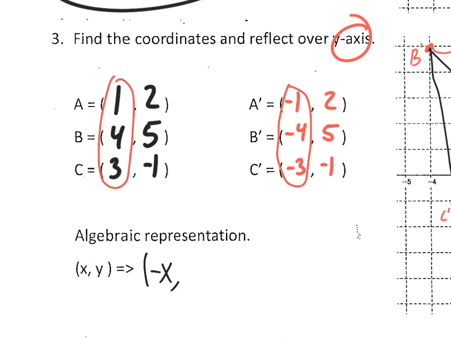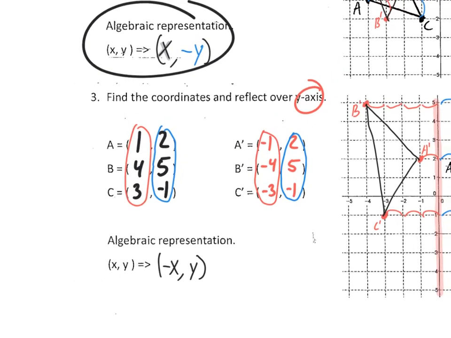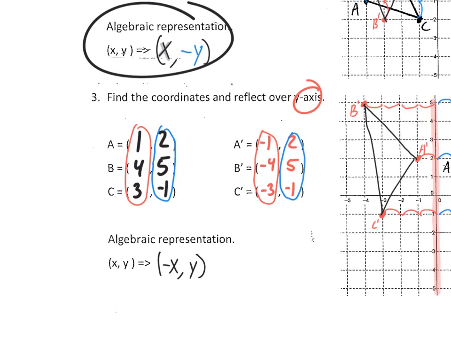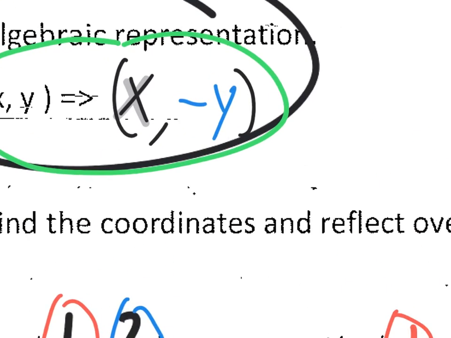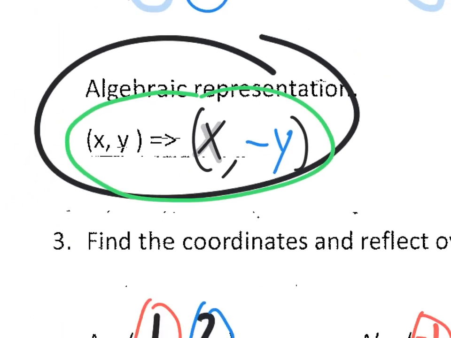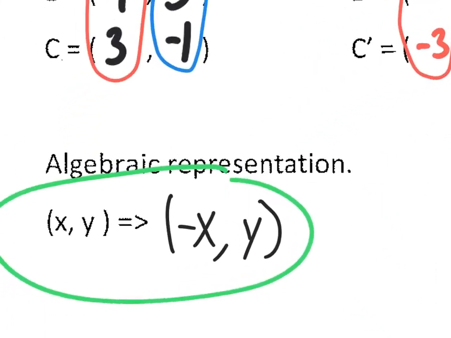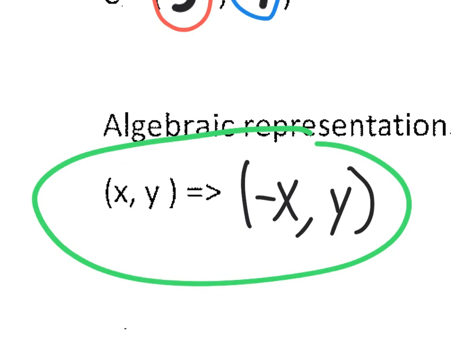Now I'm going to look at my y's. We have 2 positives and a negative, and here we have 2 positives and a negative. Nothing changed about those. So my y is going to remain the exact same. Whatever y I start with is the y that I end with. So you can see, comparing those two algebraic representations, if I'm reflecting across the x-axis, my y is what's going to change the sign. If I'm reflecting across my y-axis, my x is what's going to change sign.